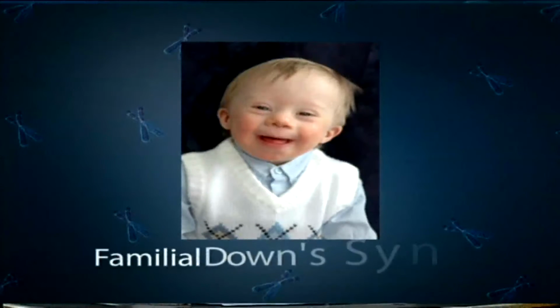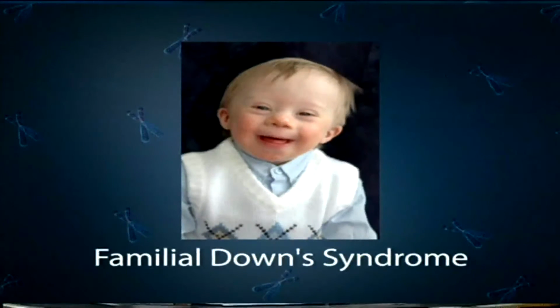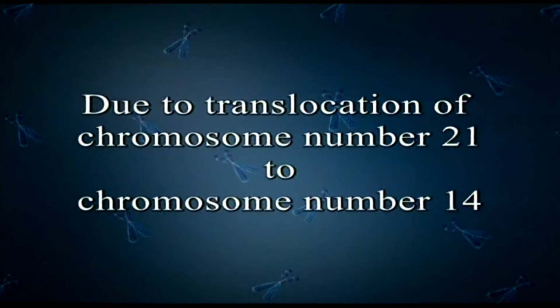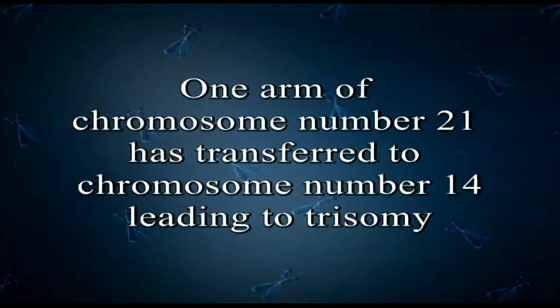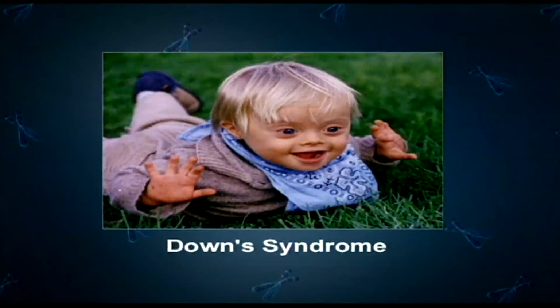We have another very important genetic disorder in humans known as familial Down syndrome. This familial Down syndrome was reported to be due to translocation of a major part of chromosome number 21 to chromosome number 14. That means one arm of chromosome number 21 has transferred onto chromosome number 14, leading to trisomic condition. Individuals carrying this type of translocation are trisomic for chromosome number 21, that is, for this part of chromosome number 21, and hence they produce characteristics of Down syndrome.